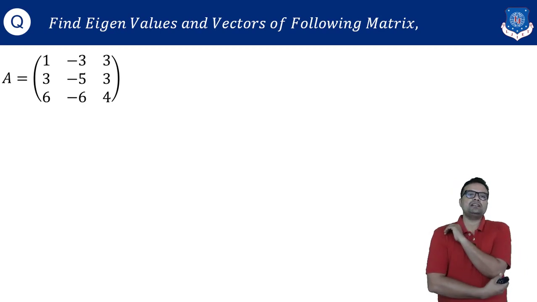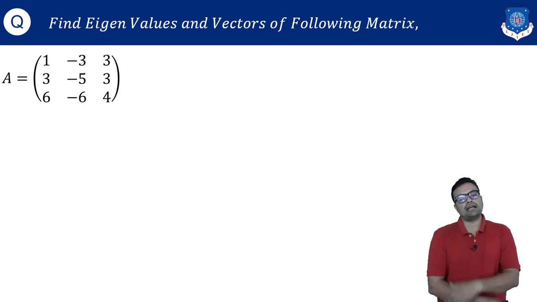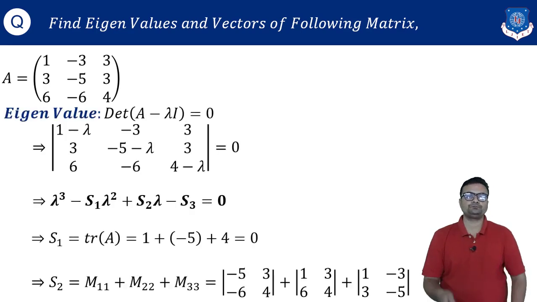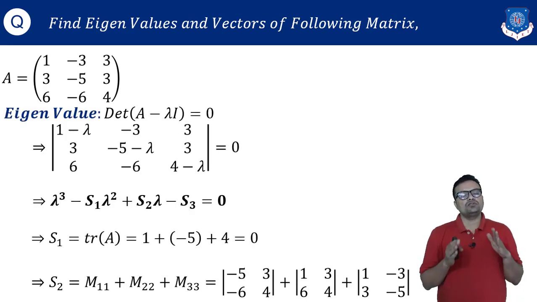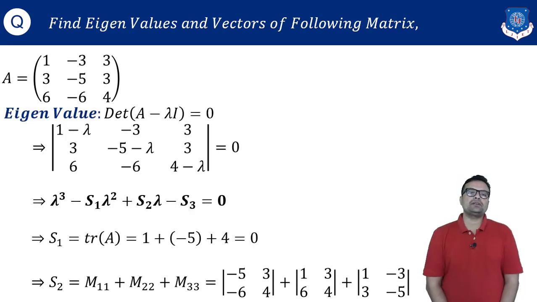Suppose the given matrix is 1, 3, 6, minus 3, minus 5, minus 6, 3, 3, 4. It must be a square matrix to find eigenvalues and eigenvectors. So the first and the easiest step is to consider determinant of A minus lambda I equated to 0.